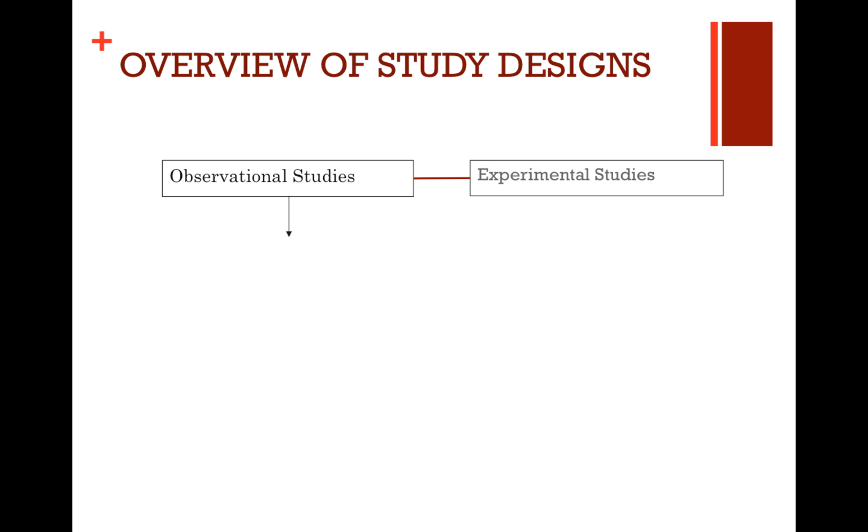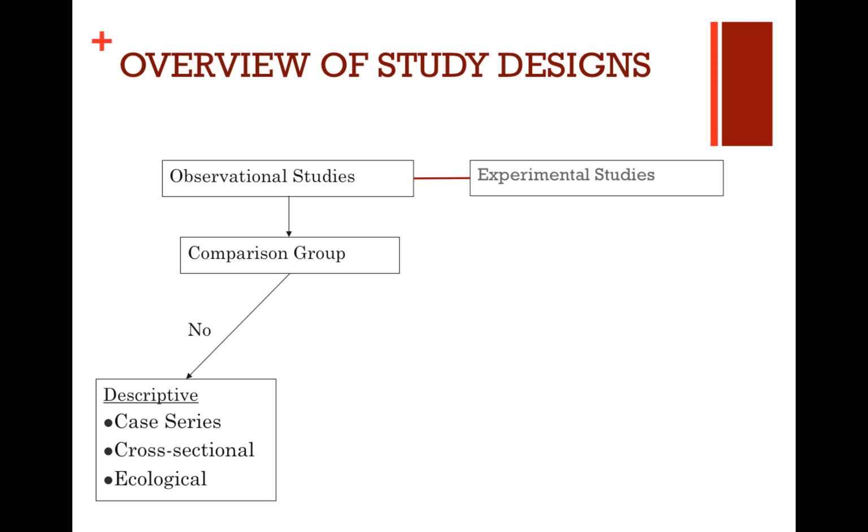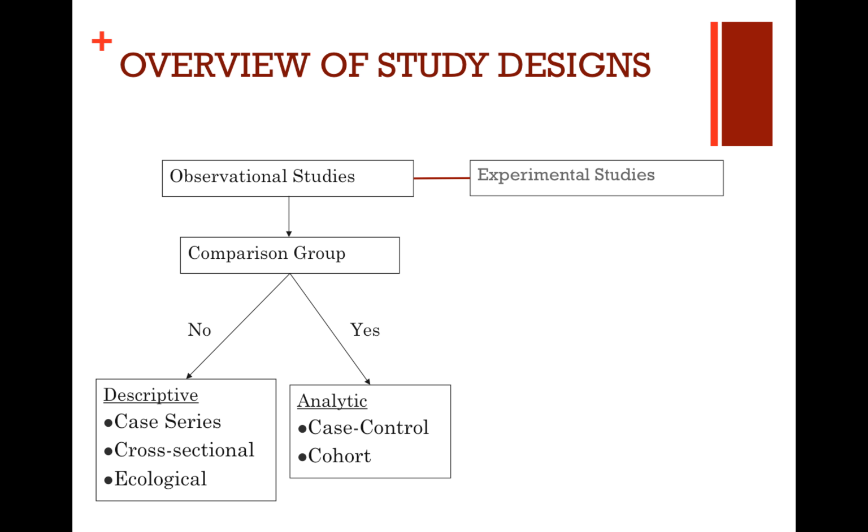So within observational studies, you look to see first, is there a comparison group? If there's no comparison group, then you're looking at something like case series or cross-sectional or ecological studies, and these are also called descriptive studies. If there are comparison groups, then you're looking at analytic studies, case control or cohort. These are studies in which you can take your outcomes and make inferences about what you would think would happen in other populations that have yet to be studied.